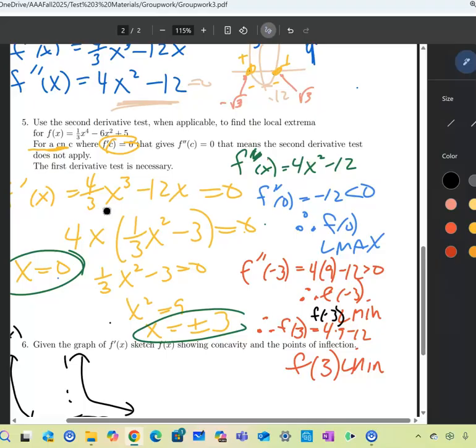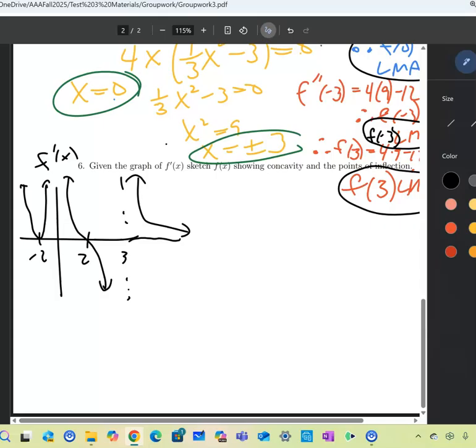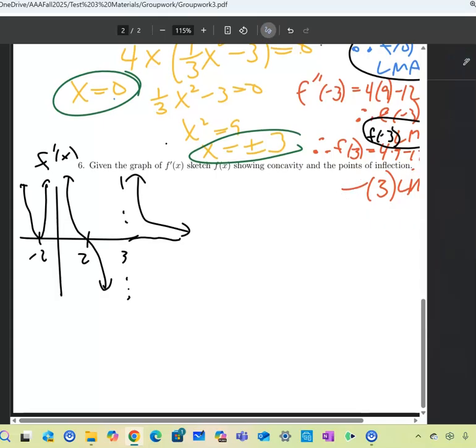So f of negative 3 is a local minimum, so is f of 3, and f of 0 is a max. Alright, so let's come down and do this one. Just like before, it's wise to start with your critical numbers. So derivative equals 0. Let's check it out.